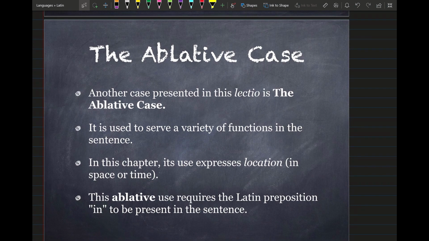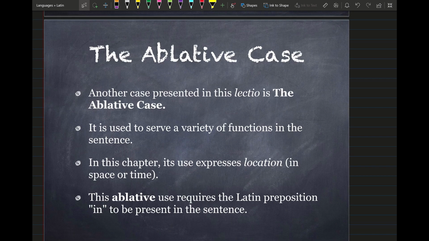Also in this Lectio, the ablative case appears. It is used to serve a variety of functions in the sentence. So the ablative case can do several different things in the Latin language, but in this particular Lectio, we're only going to learn one of those functions it can serve. In this one, we learn that it can express location in time or space.